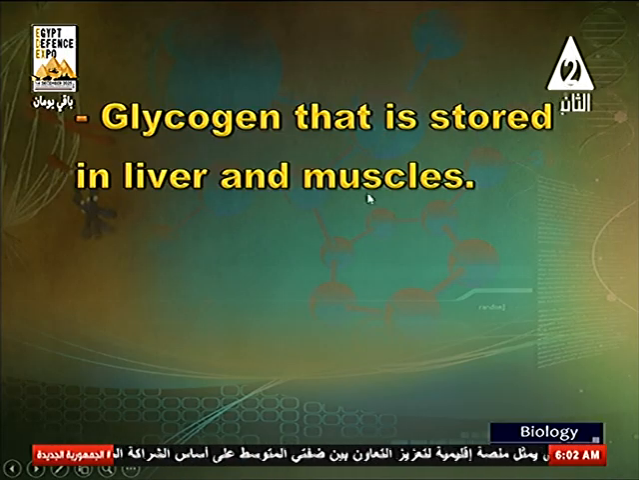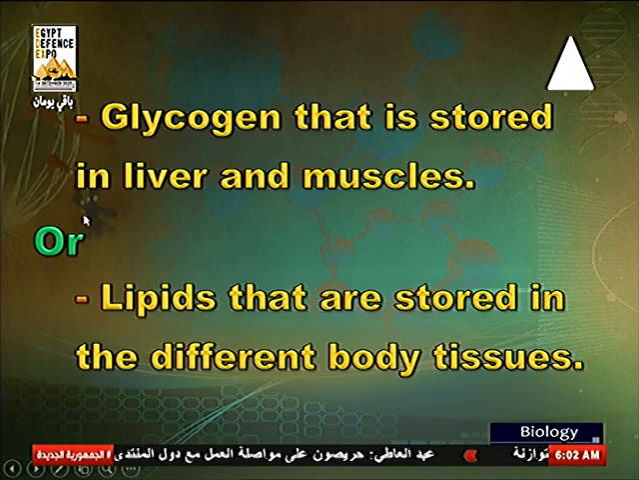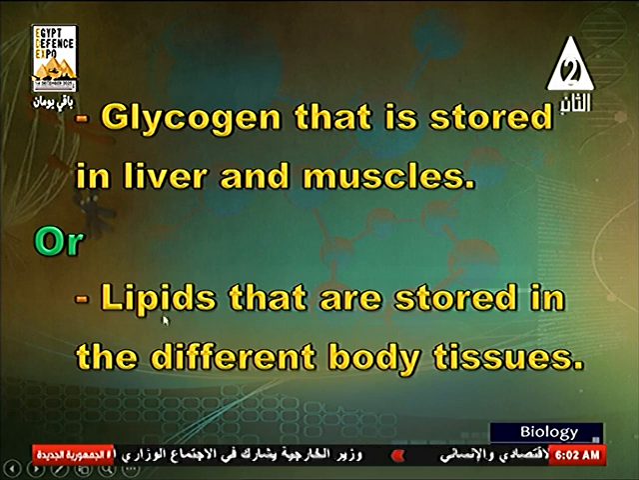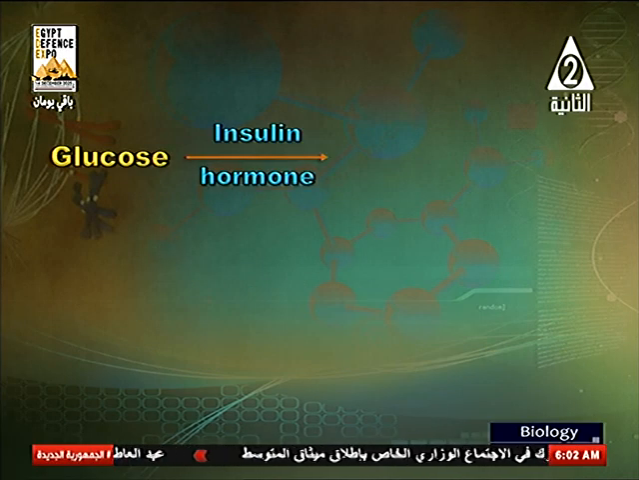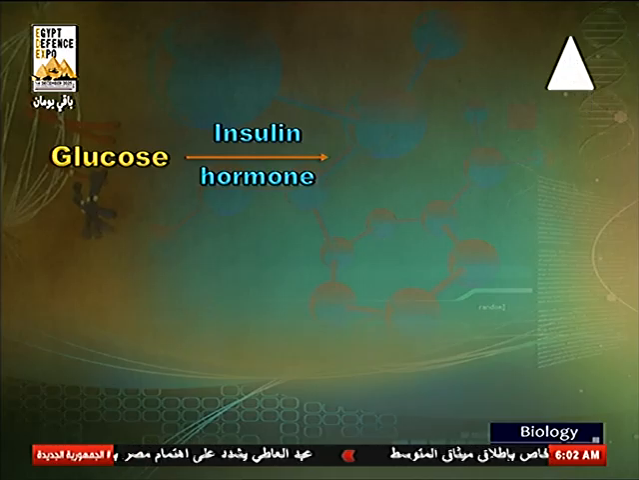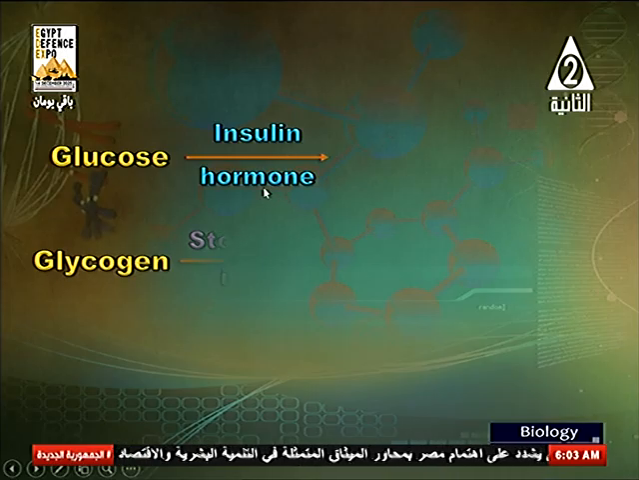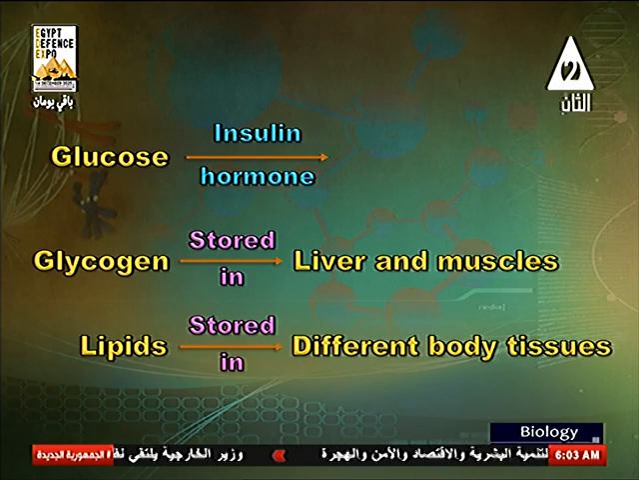Glycogen is stored in the liver and muscles by the effect of insulin, or glucose is converted into lipids, or insulin stimulates the lipids to be stored in different body cells. So insulin converts glucose into glycogen and stores it in the liver and muscles, or insulin also stimulates lipid storage in different body tissues. In the presence of insulin hormone, glucose is converted into glycogen, which is stored in the liver and muscles, or converted into lipids, which are stored in different body tissues.